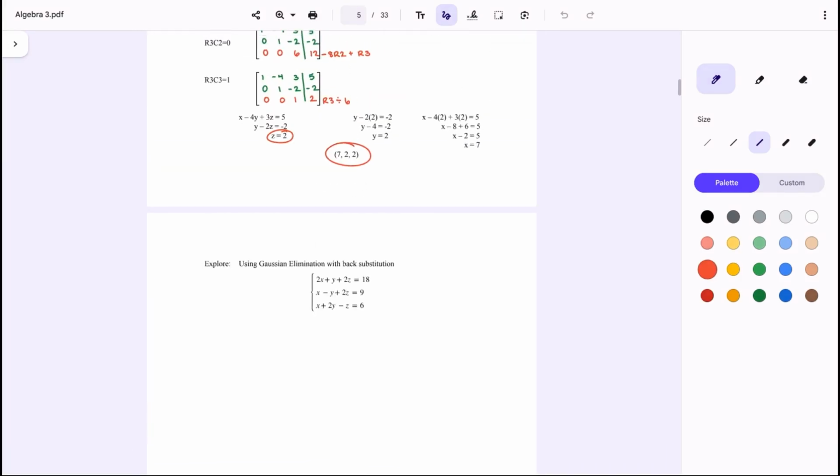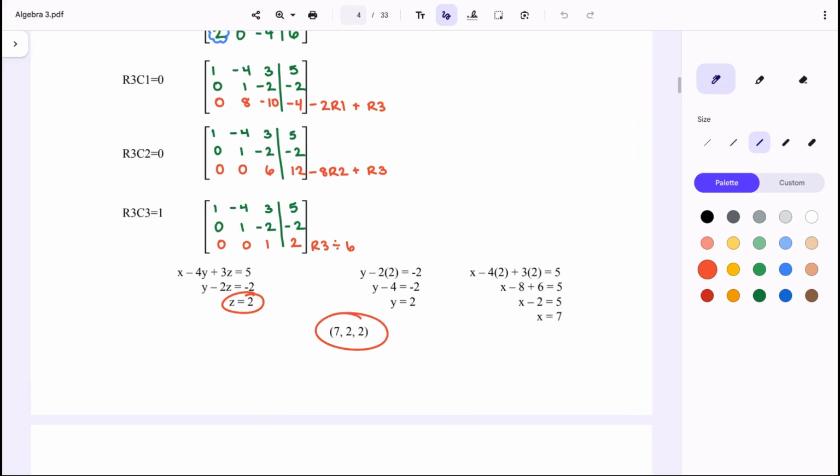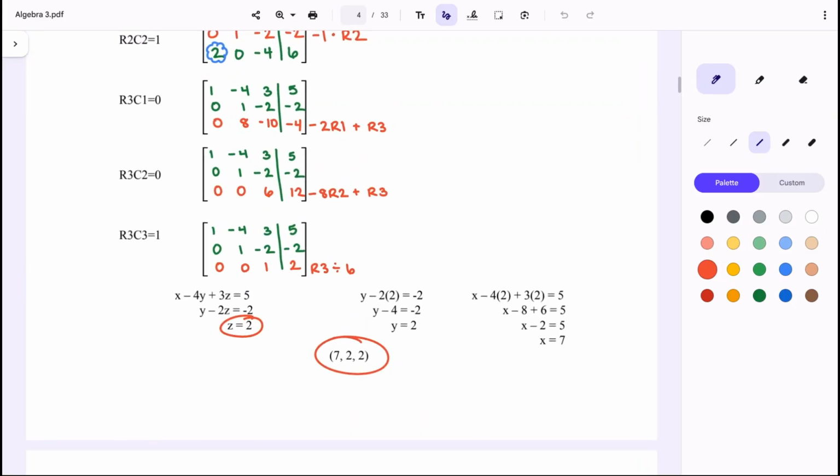Okay, so this is where we left off yesterday. We were working through this Gaussian process to get a simpler system of equations to help us solve for our x, our y, and our z in our system. And we were doing that by using those elementary row operations.